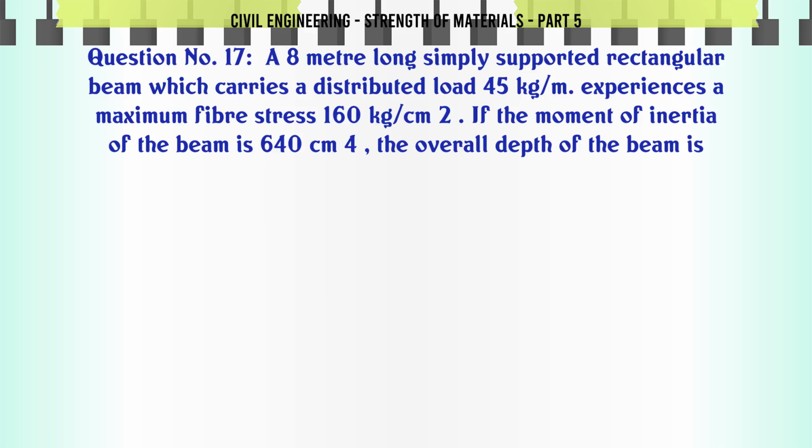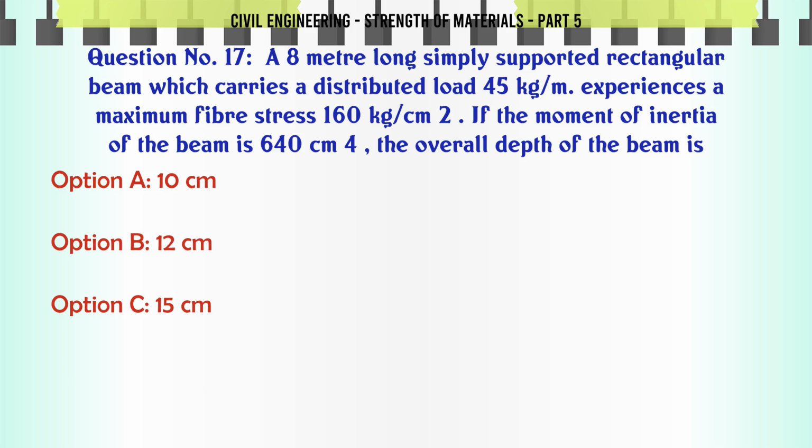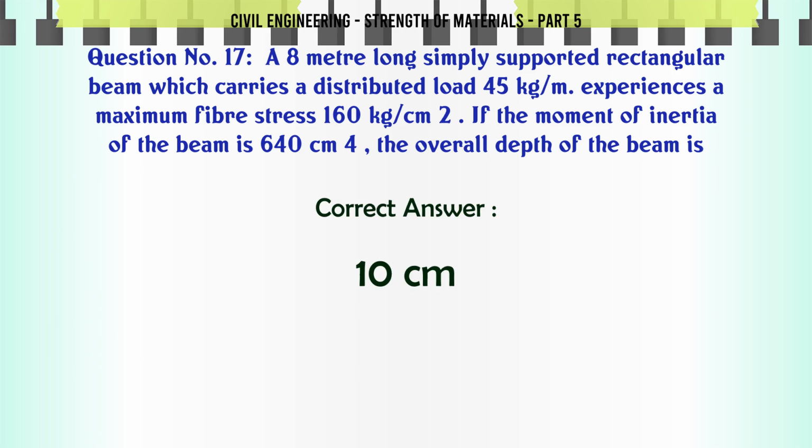An 8-meter long simply supported rectangular beam which carries a distributed load of 45 kg/m experiences a maximum fiber stress of 160 kg/cm². If the moment of inertia of the beam is 640 cm⁴, the overall depth of the beam is: A. 10 cm, B. 12 cm, C. 15 cm, D. 16 cm. The correct answer is 10 cm.